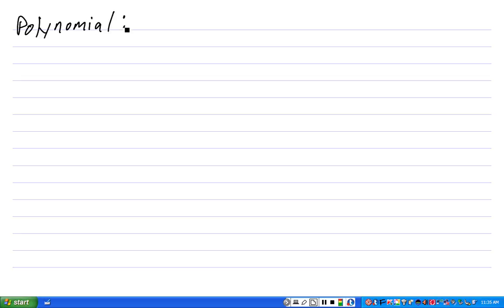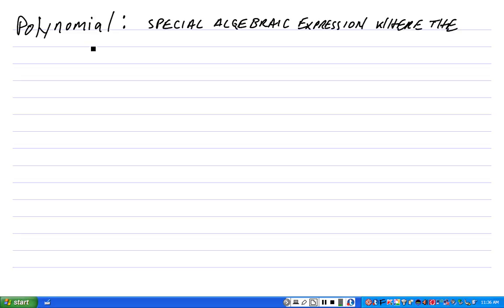So now we'll talk about what it means to be a polynomial, now that we understand terms of an expression. A polynomial is a special kind of algebraic expression where the terms, and we just talked about what terms are, are in the form of ax to the n.